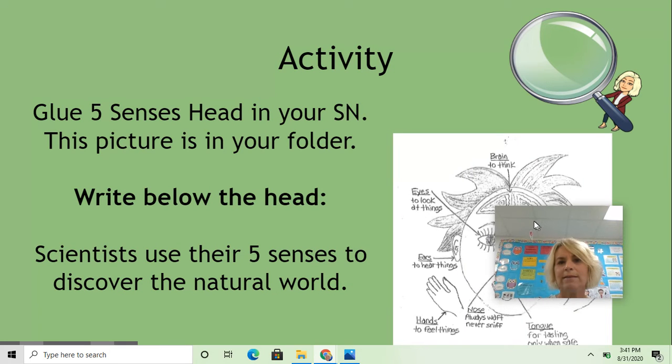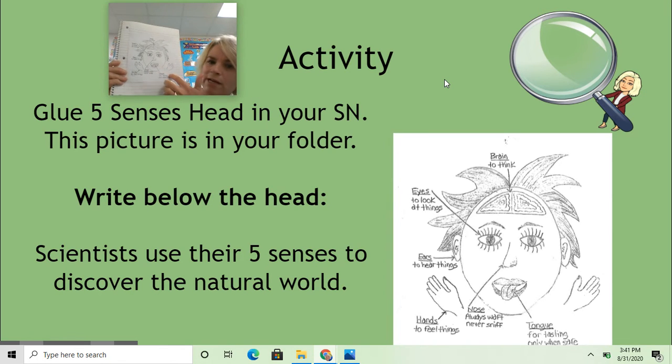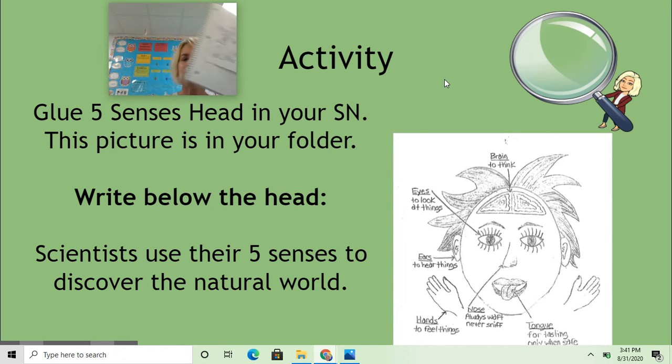So here's our picture of our 5 senses. You're going to find this picture in your science folder that I gave you at Open House. And we're just going to glue it into our notebook like this. But then I want you to add something to it. Below the picture, once you get it glued, I want you to add this.